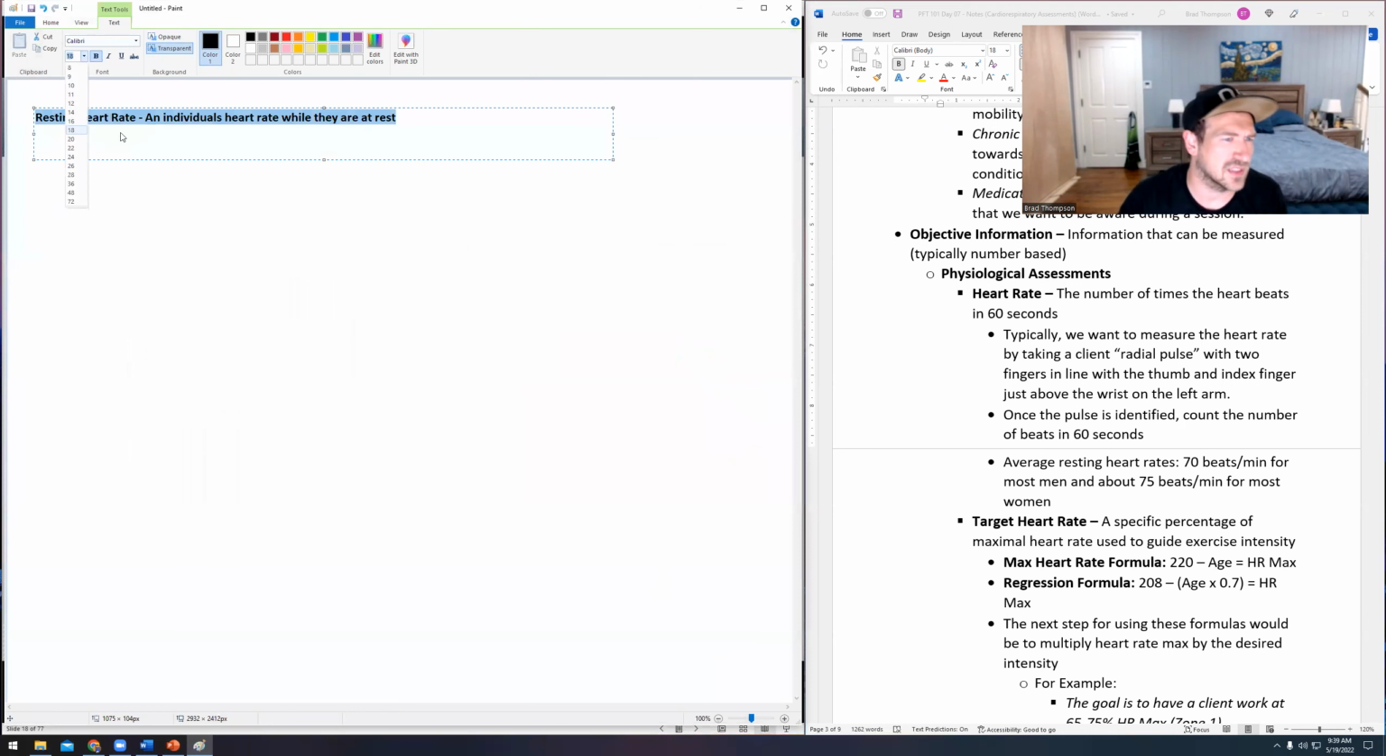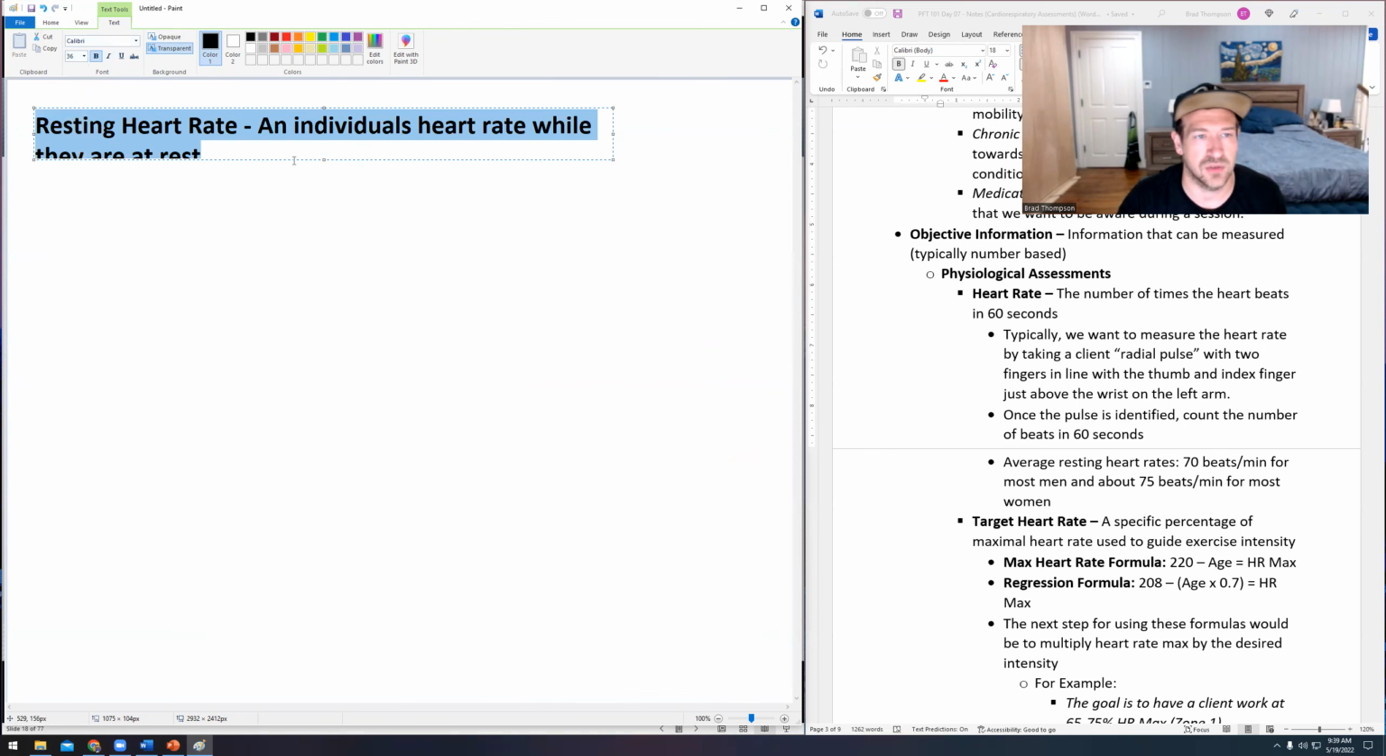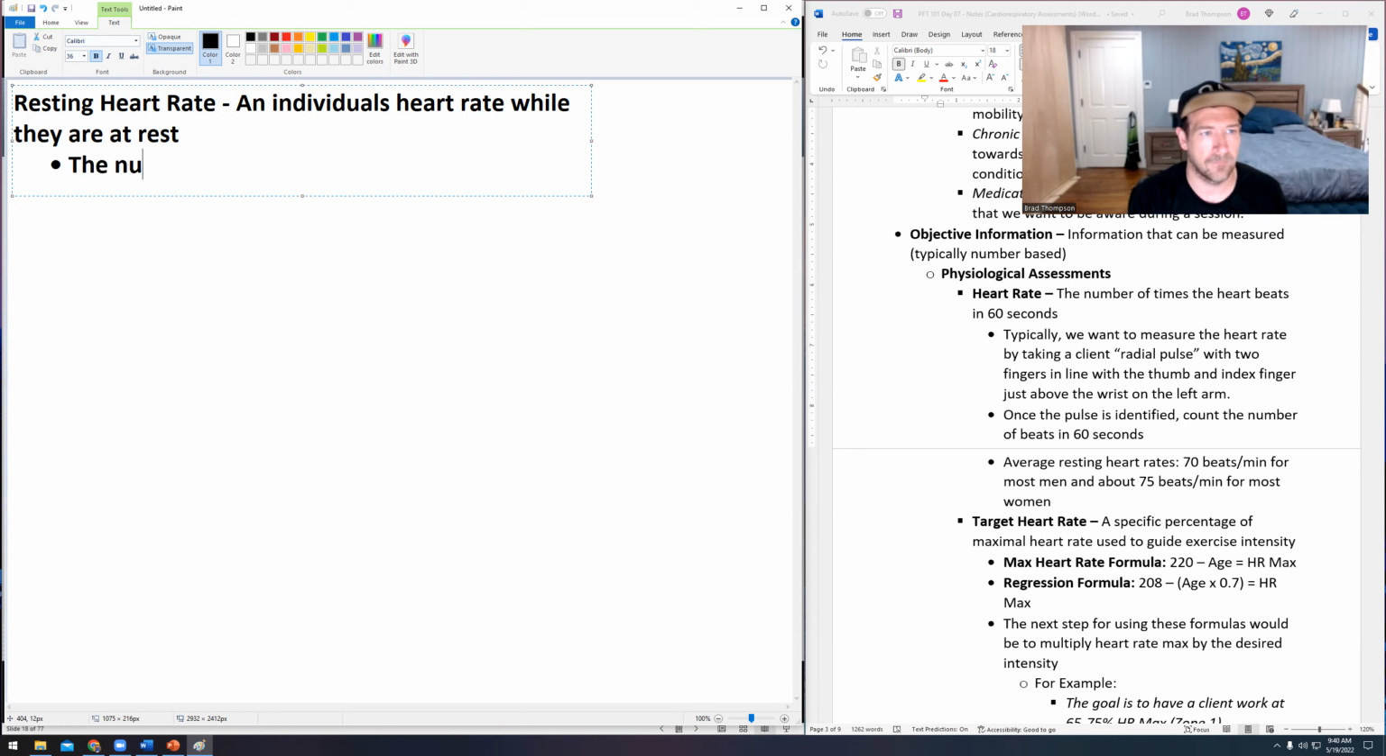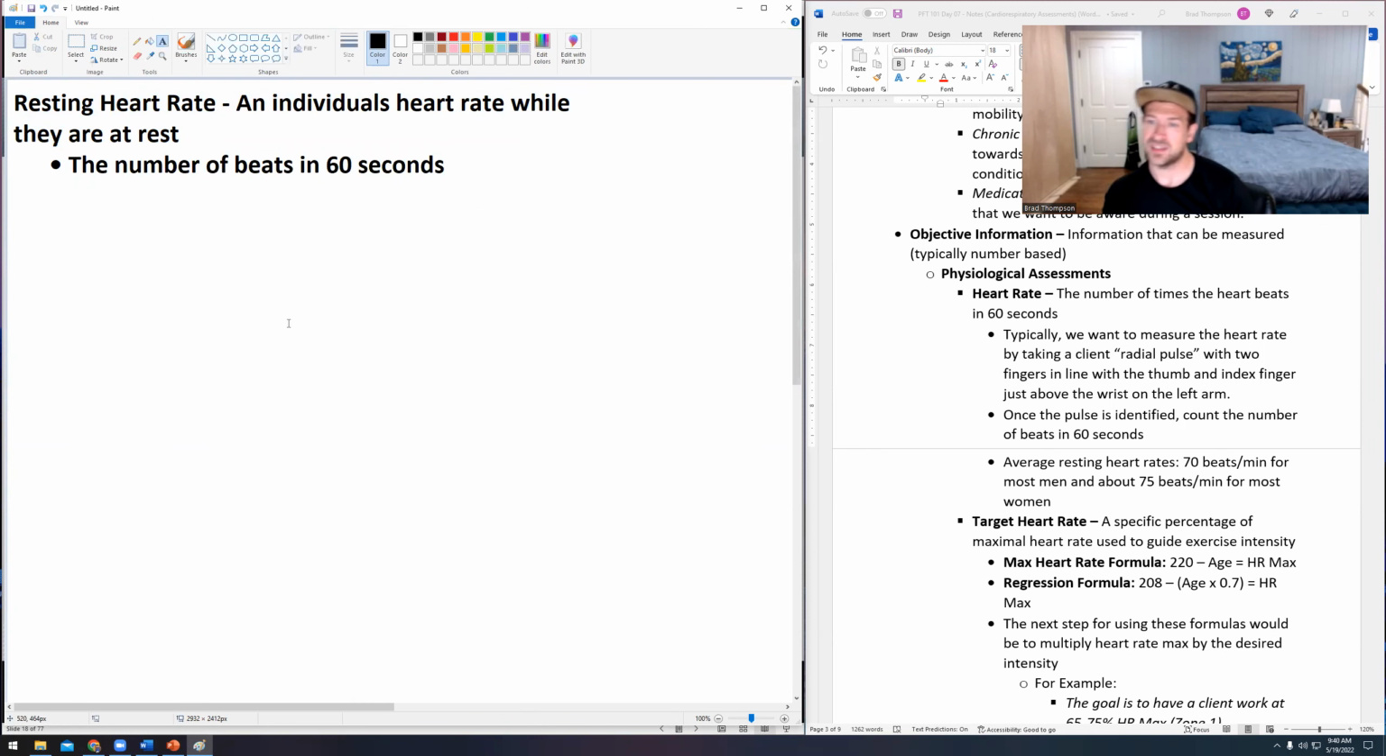Let's make this a little bit bigger so you guys can see. Let's go 36. That's huge. Great. So that's our resting heart rate. That's what we want to get. And this is the number of beats in 60 seconds. Okay, so our resting heart rate is the number of beats in 60 seconds.